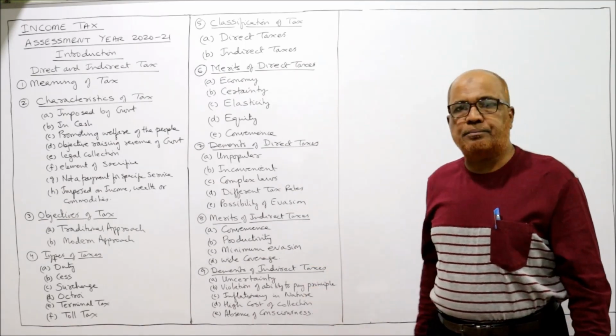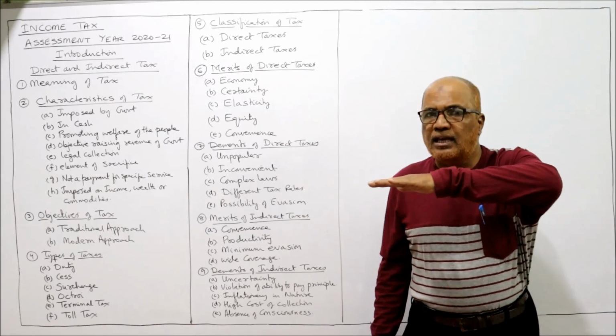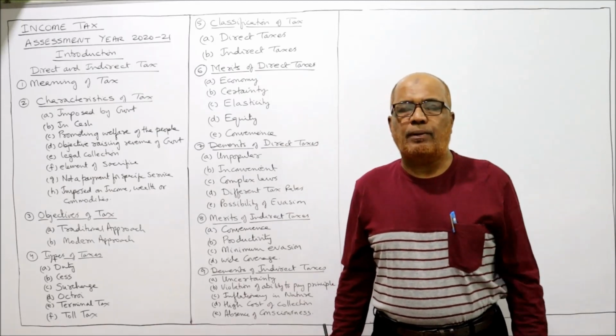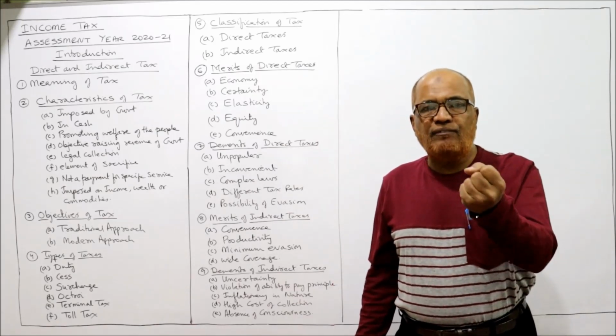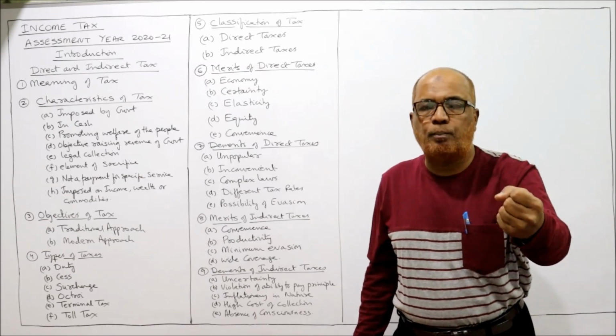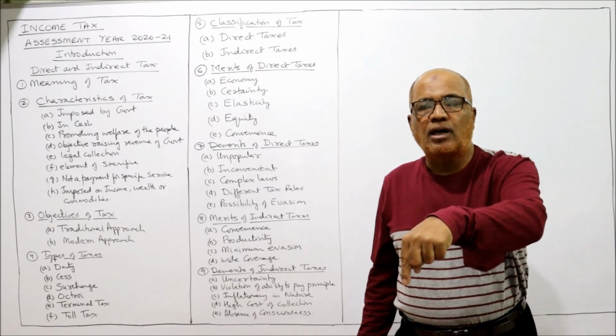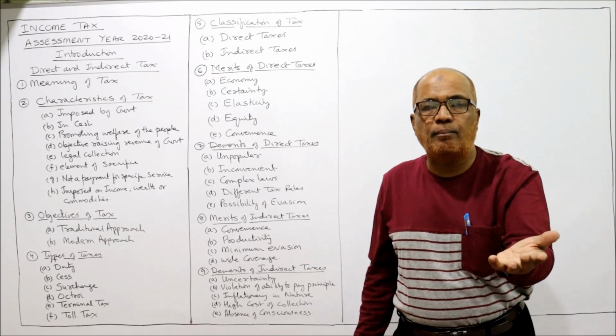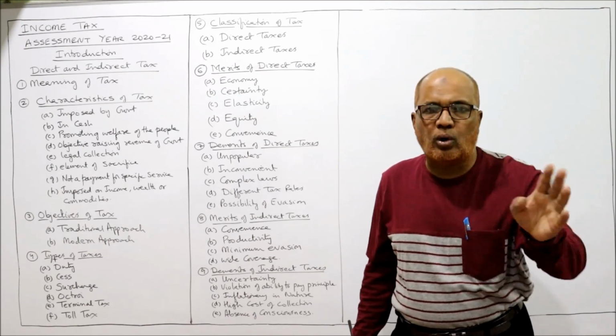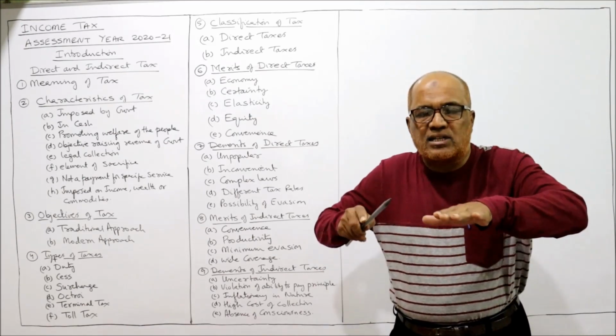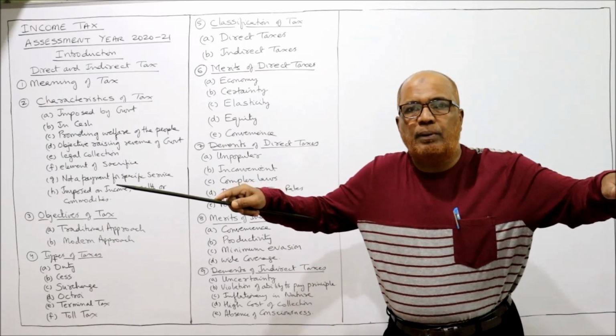Then, equity. Taxes are not equally imposed on all the people. It depends on ability to pay. If a person has more ability to pay, he has to pay more tax. A person who has very low income will pay less tax or no tax at all. So the tax will not be equally applied on all the people.